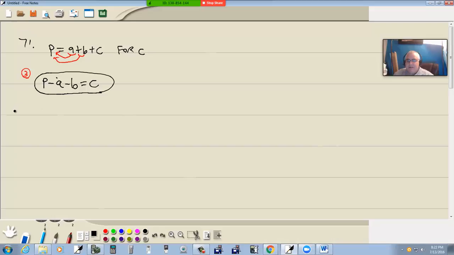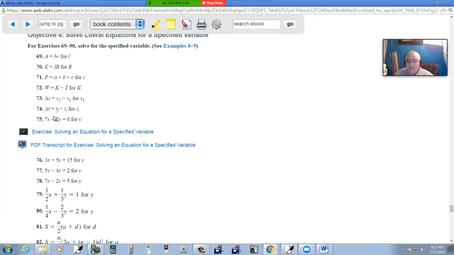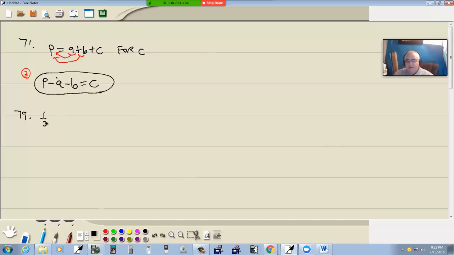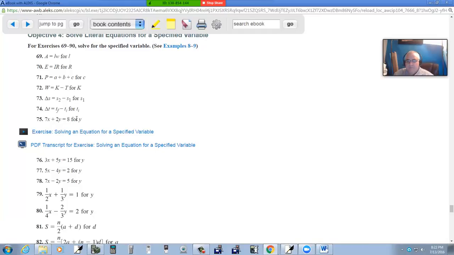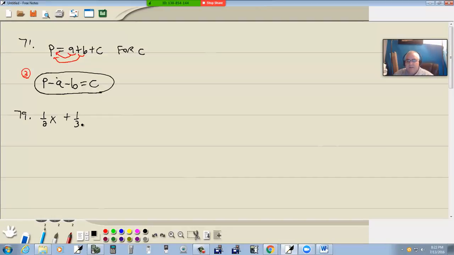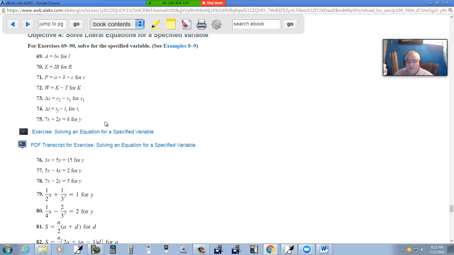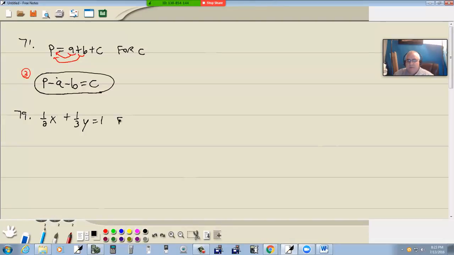Now let's look at 79. We've got 1/2 x plus 1/3 y equals 1. And we want to solve this for y. Well, you might look at this and say, well, that's not a formula. But remember, our very loose definition of a formula was an equation with two or more different variables, which is this form. So step 1, get rid of parentheses, don't have any.